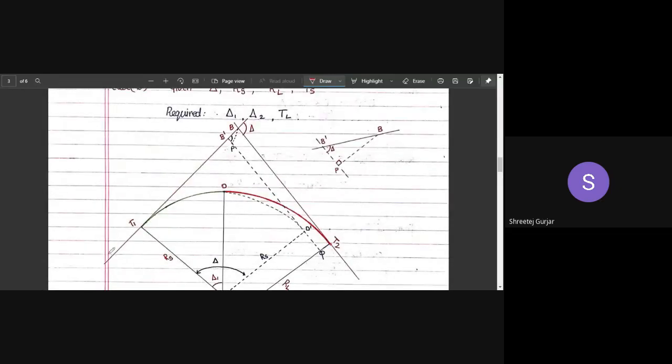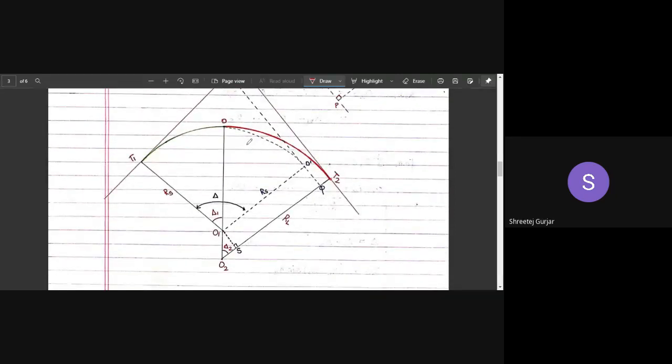The radius is starting from T2 up to O2. O2 is the center point of your longer curve. The center point of your shorter curve is O1. We know delta 1 is the angle subtended by your shorter curve. Delta 2 is the angle subtended by this longer curve, which you can see in red. T1B is your tangent, and T2B is the tangent to your longer curve, the continuous line which you can see over here. The angle subtended by these two is delta.